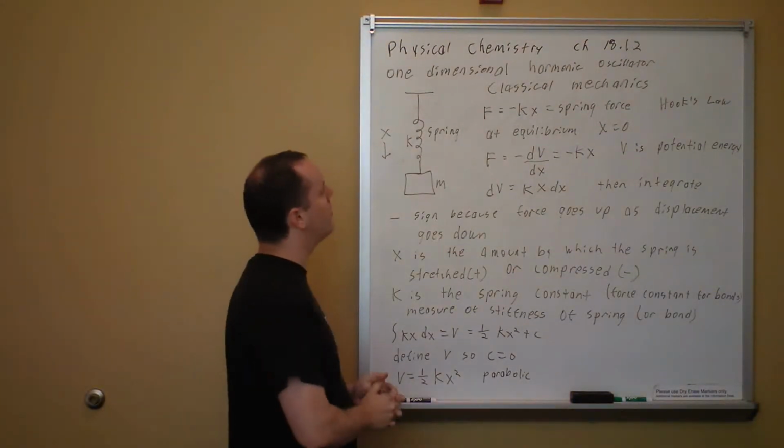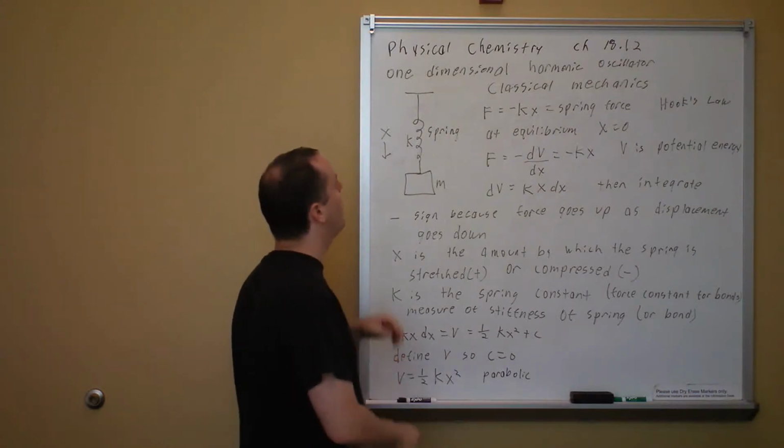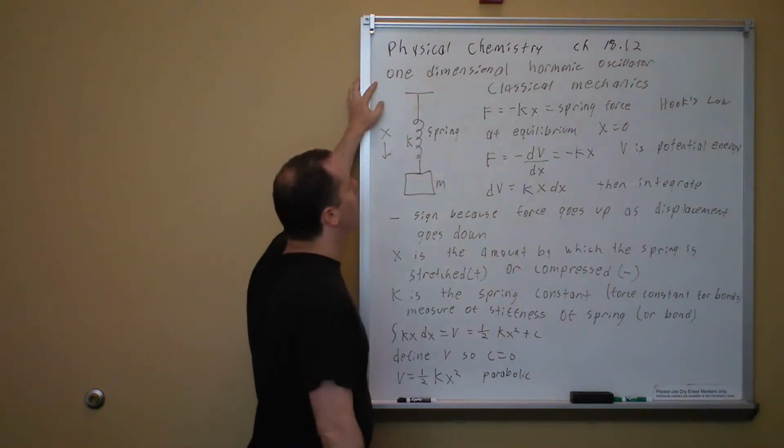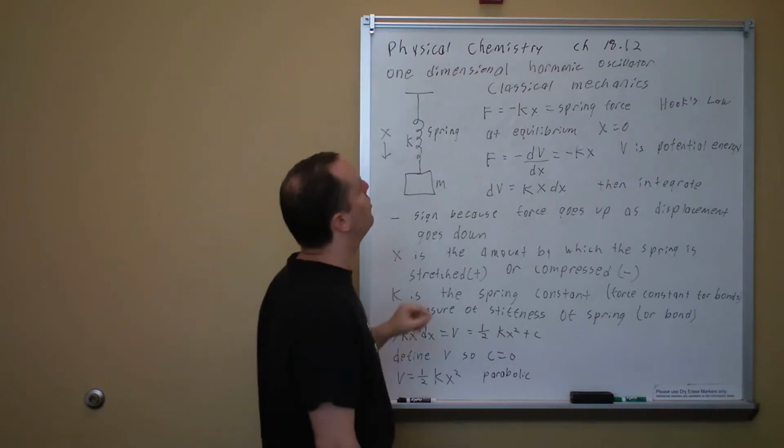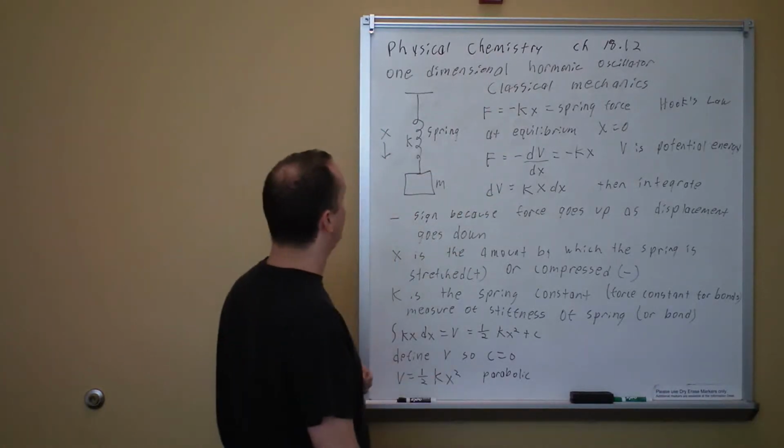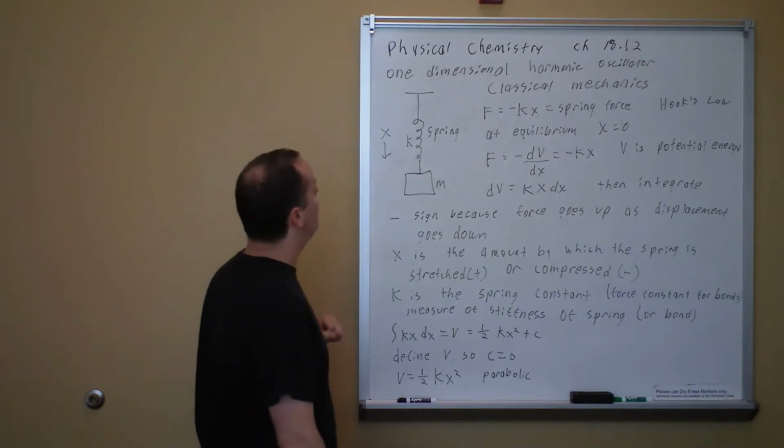Continuing on physical chemistry, we're still in chapter 18. We're doing section 12 now. We're going to be talking about a one-dimensional harmonic oscillator. Now, before we talk about quantum mechanics, we're going to refresh your classical mechanics. Might have been a while since you've had physics.